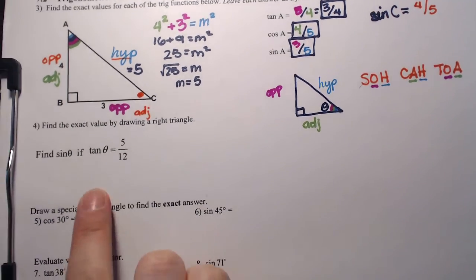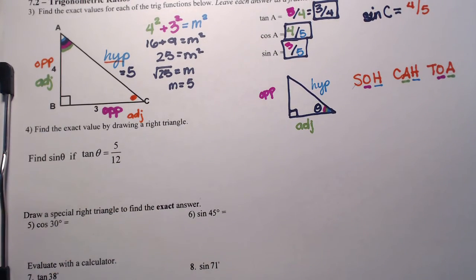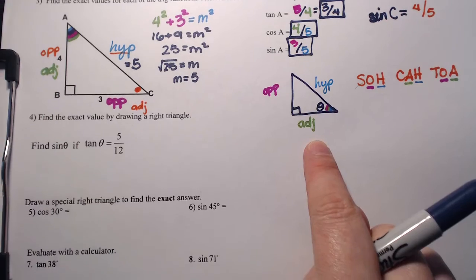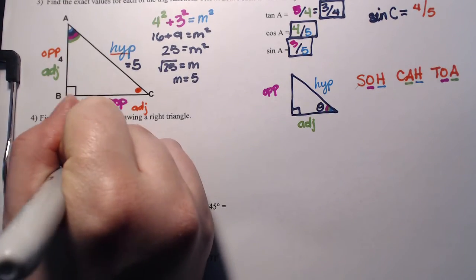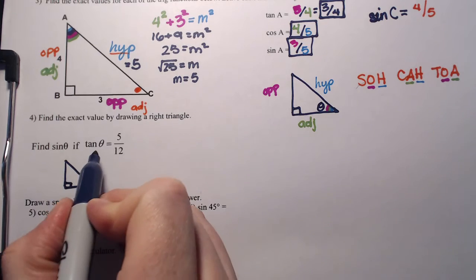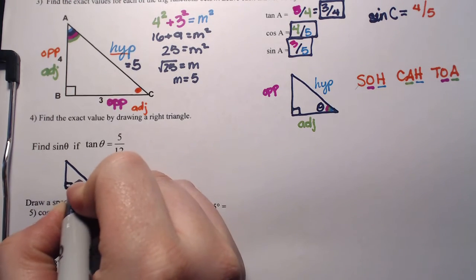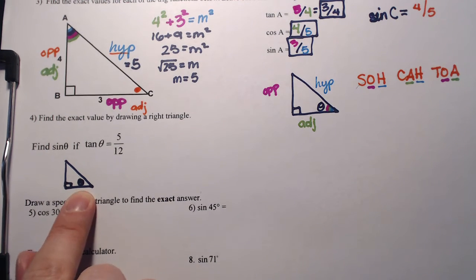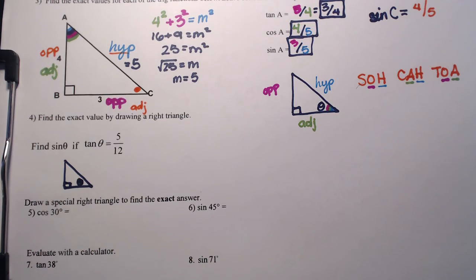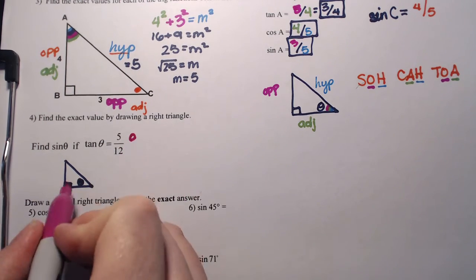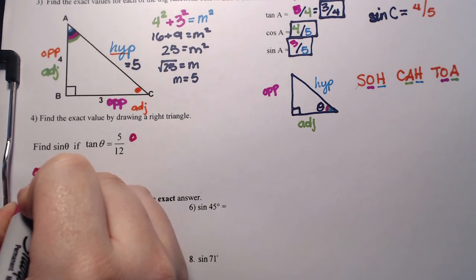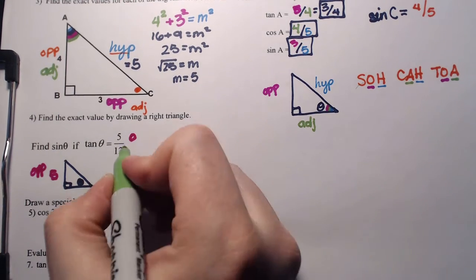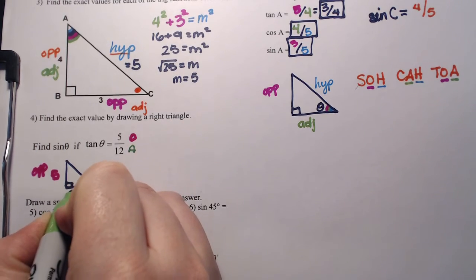Okay, so for this next one, it says find the exact value by drawing a right triangle. So we're going to do basically what we did here. So I'm going to draw a right triangle, and it's telling me tangent of theta. So I get to pick where theta is, because if I picked it to be in a different place, then the opposite and adjacent sides would flip. So in regards to that angle, I know tangent is opposite, which is this side right here, over adjacent, which is this side right here.